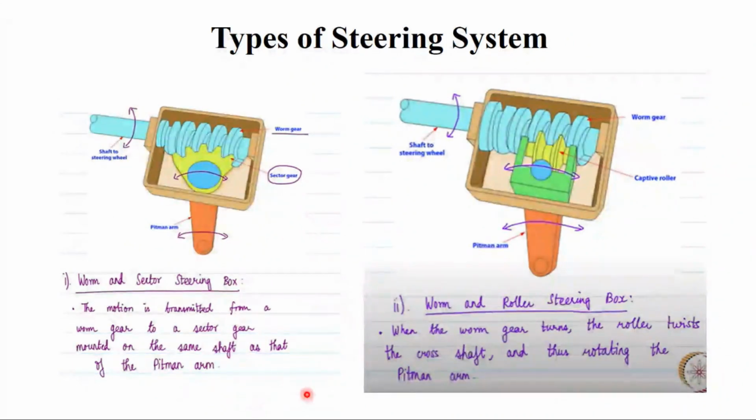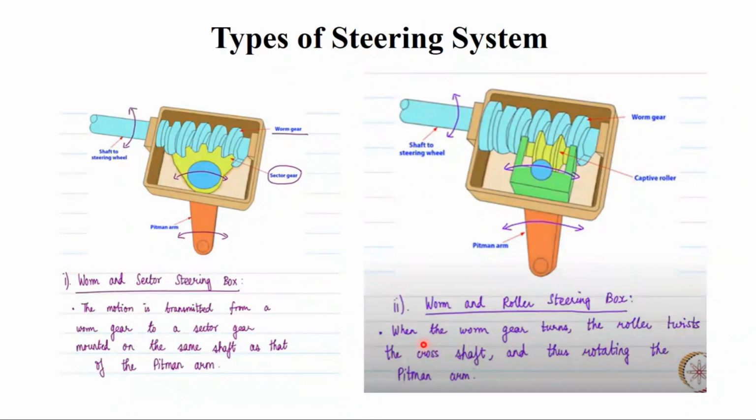And the second type here is a same mechanism where steering wheel to steering column to the worm gear, and you also have a sector gear in the case of worm and sector steering box. But here the sector gear is replaced with a roller steering box or a captive roller.